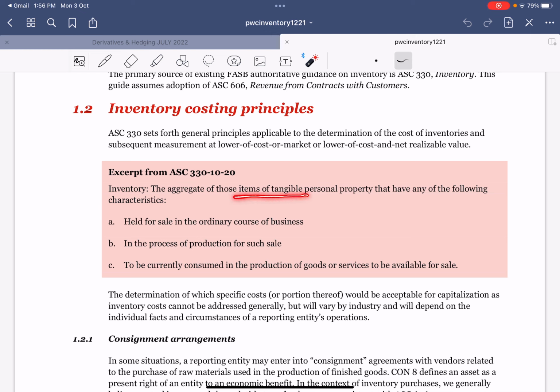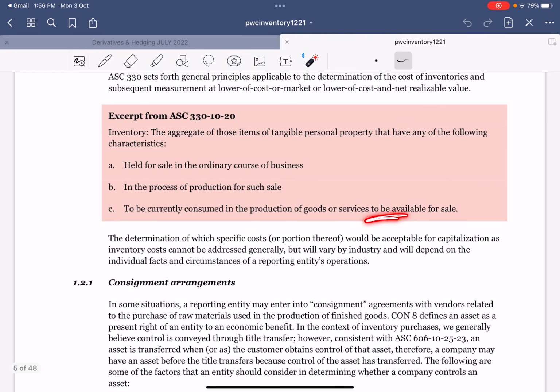Inventory is the aggregate of those items of tangible personal property that have any of the following characteristics: held for sale in the ordinary course of business. So if a company like DLF holds something other than in the ordinary course of business, then it's not inventory. Or in the process of production for such sale, which is work in progress, so it's a trading of final goods. And these are raw materials, currently consumed in the production or available for sale.